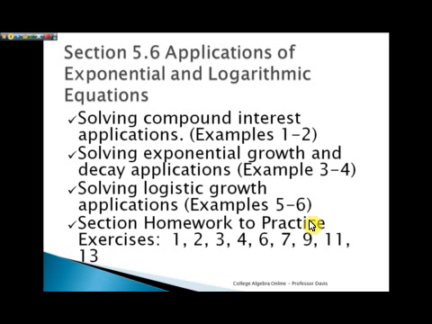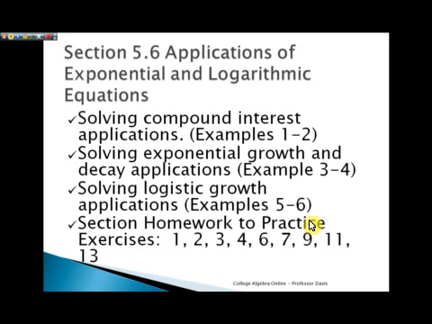And then finally, in Section 5.6, we want to finish off this chapter and talk about the applications of exponential and logarithmic equations. And you'll see some graphical uses for solving these applications there too that you want to look at. First, we have these three groups of problems we want to look at. First, solving compound interest applications. Those are applications in which interest is accrued over periods of time, whether it be monthly, quarterly, or what have you. So that's an application of exponential functions.